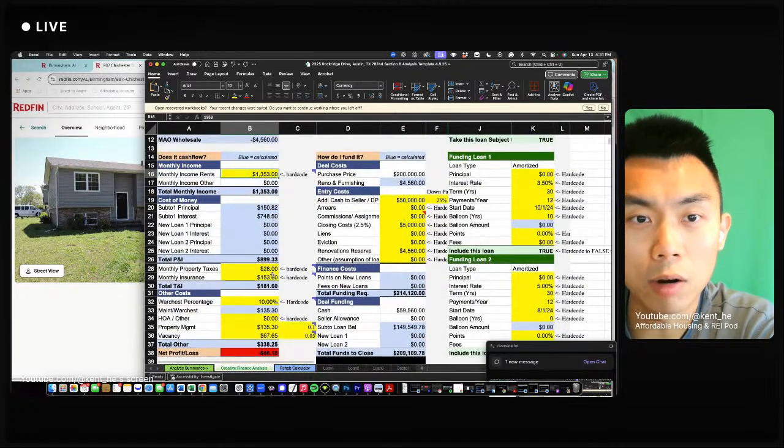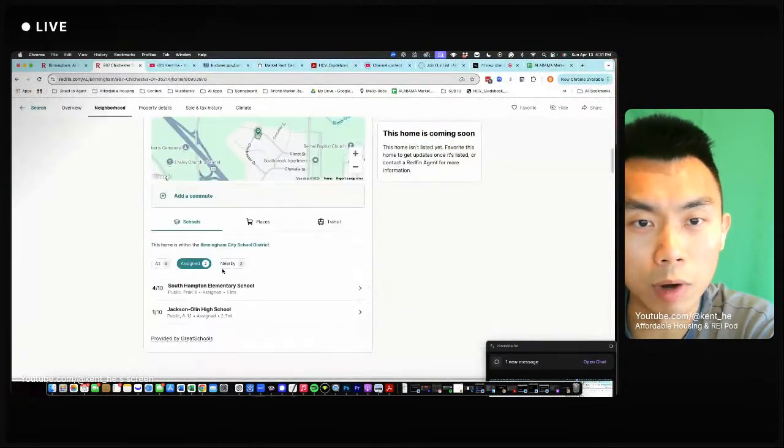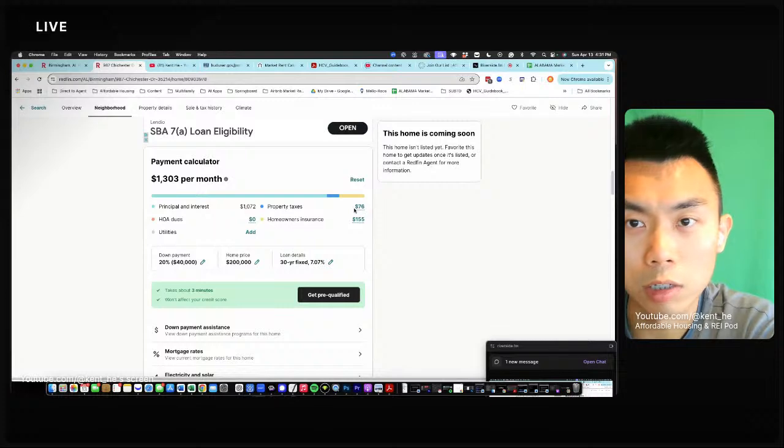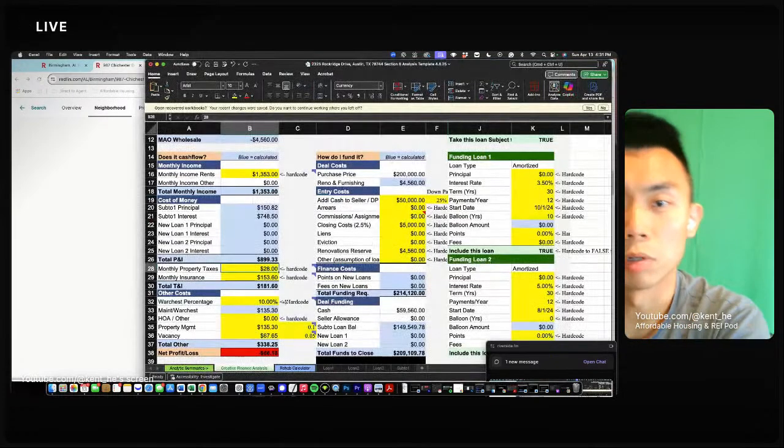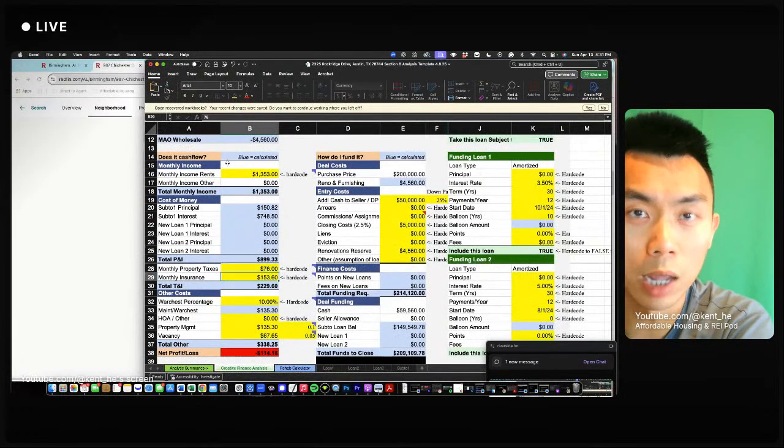Got my rents right here. For my property taxes, I'm going to get it right from my Redfin calculator. So this is $76 right here, and I'm going to use 76 in B28.